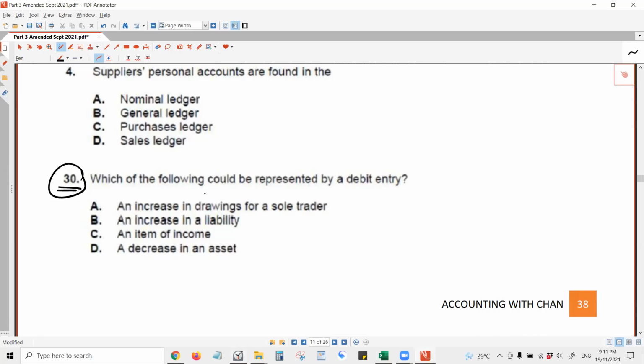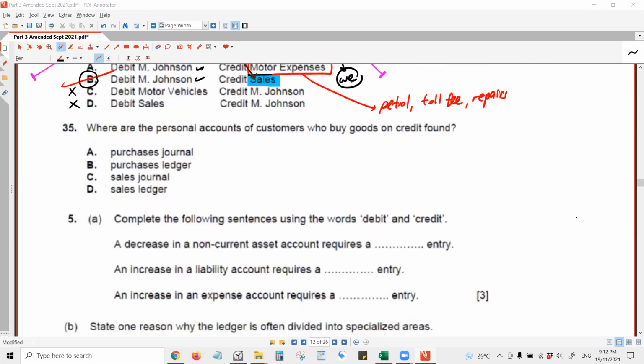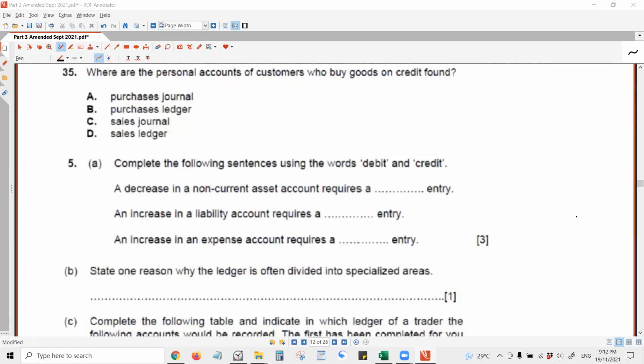Question 30, which could be represented by a debit entry? Increase in drawing for sole trader. Answer is A. If you refer to the table, increase in liability is represented by a credit entry. Income is on the credit side as well. Decrease in asset, credit. Increase in drawing, debit. So answer is A. Okay, nothing to explain here. It's straightforward.